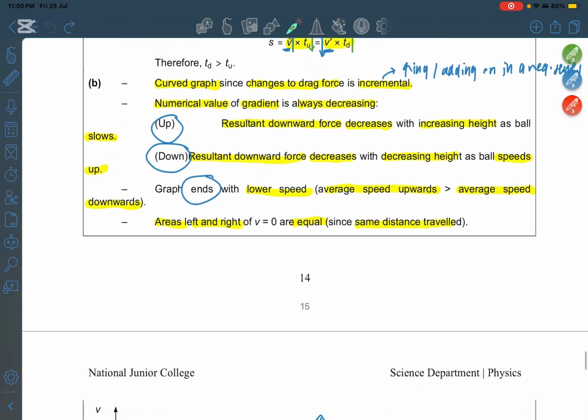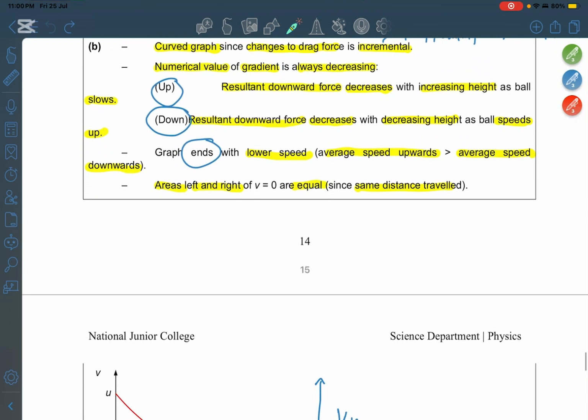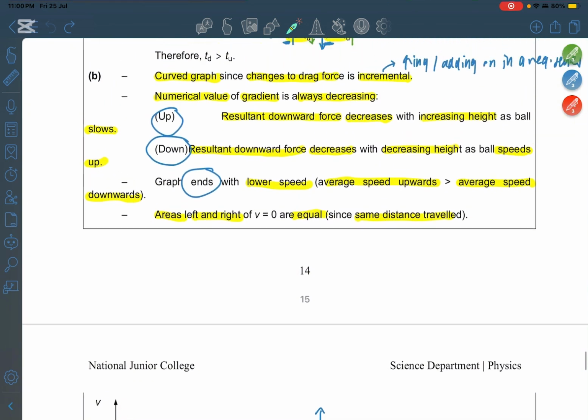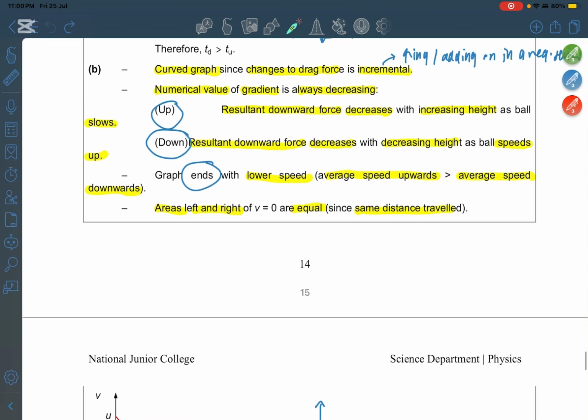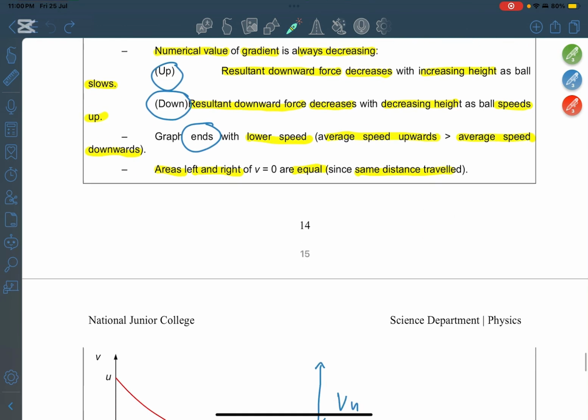Okay, so let's rethink and go back here again. So up, the resultant downward force, okay, imagine this ball going up. The resultant downward force decreases with increasing height as that ball slows down. So the ball is going to reach the top really quickly, right? In a short time, but as it slows down, the resultant downward force decreases.